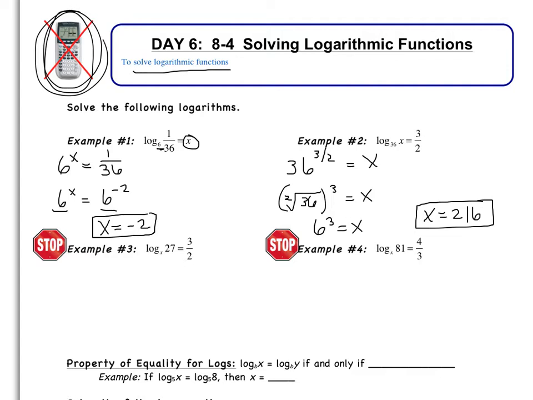Okay, right now what I would like you to do is pause the video and try example 3 on your own, please. Just example 3. Do not go on to example 4. So put it into an exponential form and then solve. Good luck.